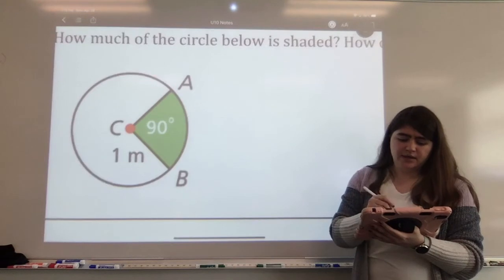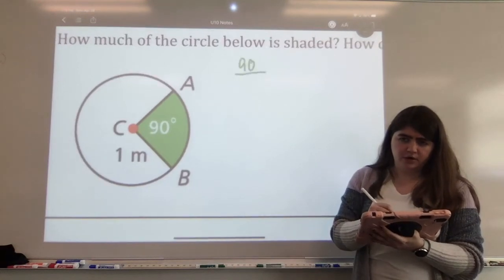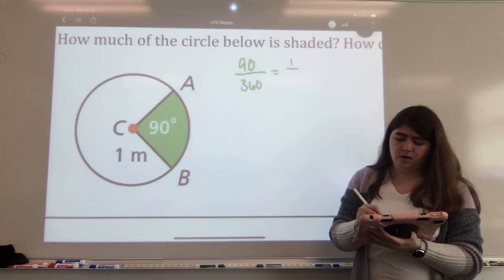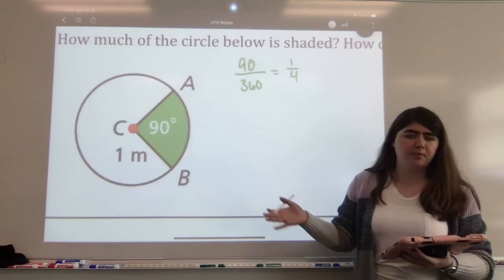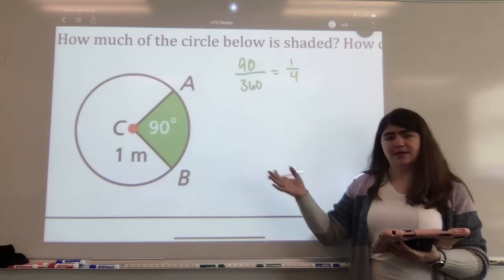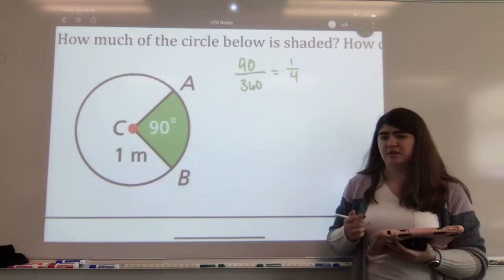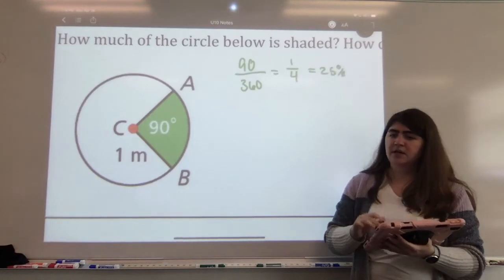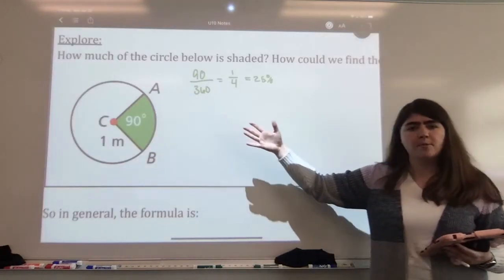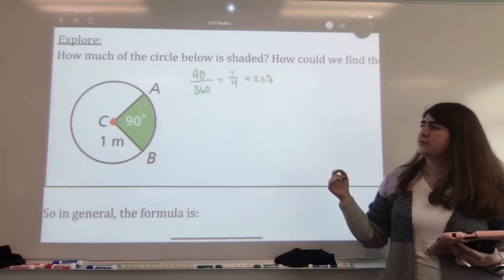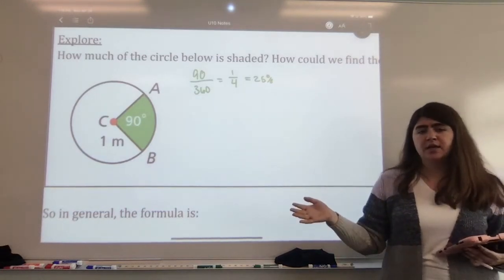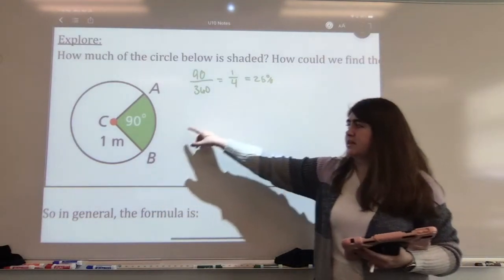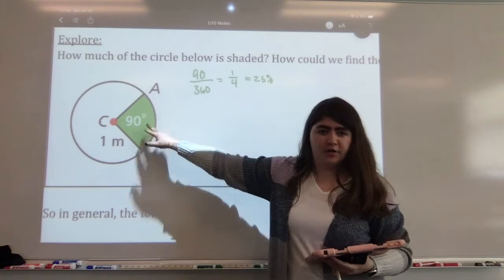So I have 90 over 360, and that is equal to 1/4, which you also could pick from the picture if you knew that 90 degrees was 1/4 of 360. And that is the same as 25%. Right, so this worked to figure out how much of our circle was shaded. If we wanted to figure out how much of our area was shaded, then we could find the area of the circle and multiply that by 1/4 to get the area of the shaded region.